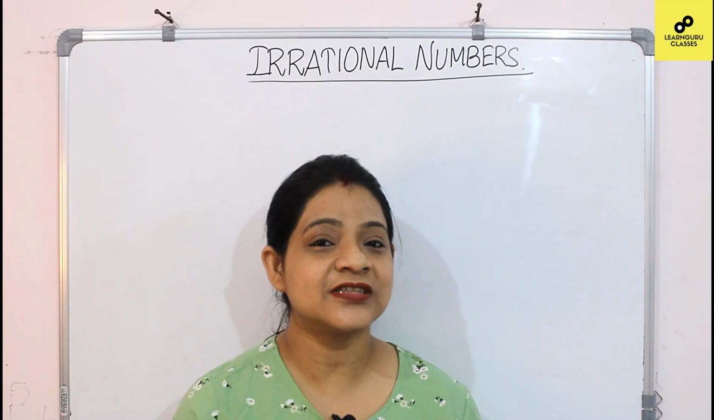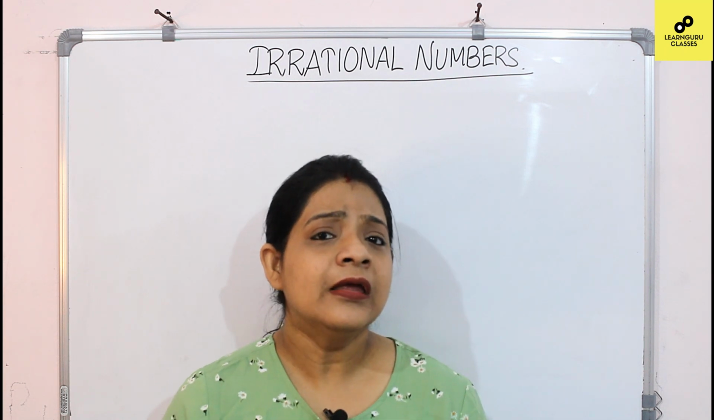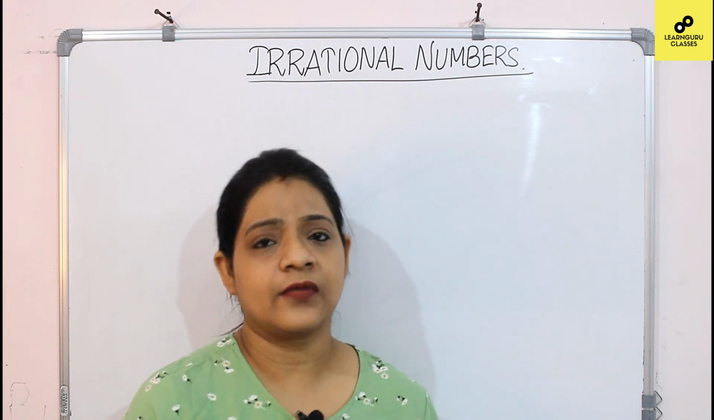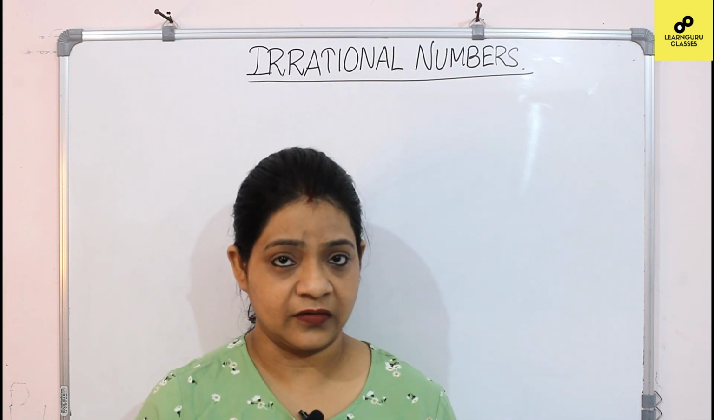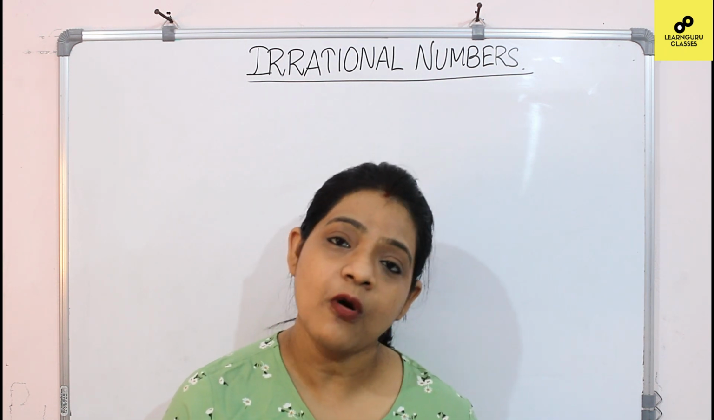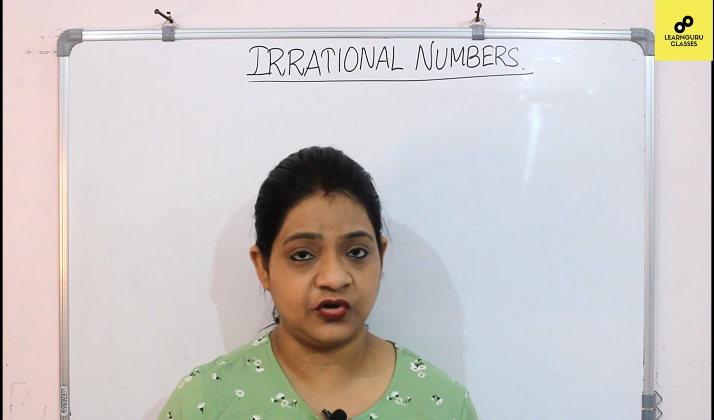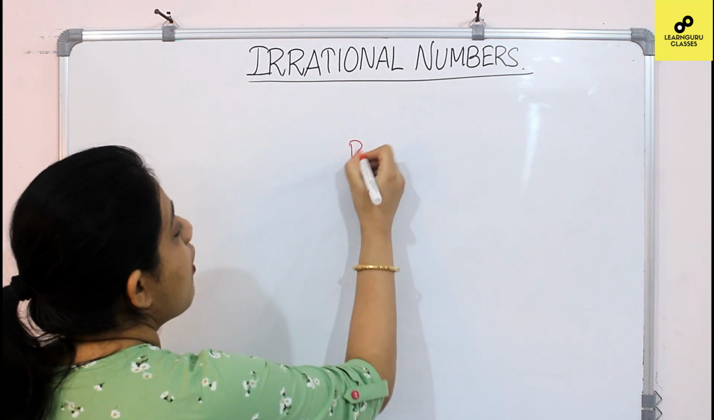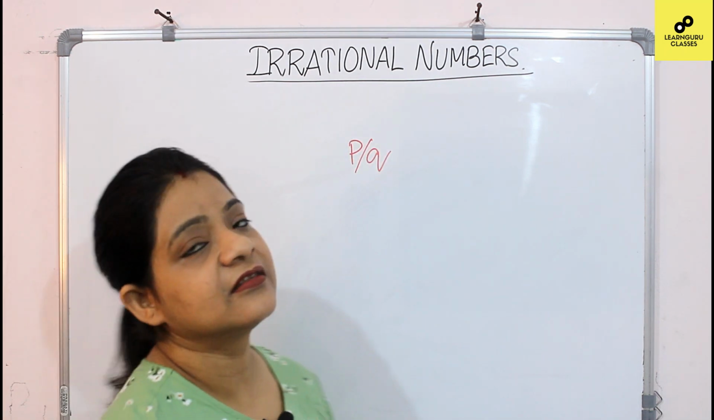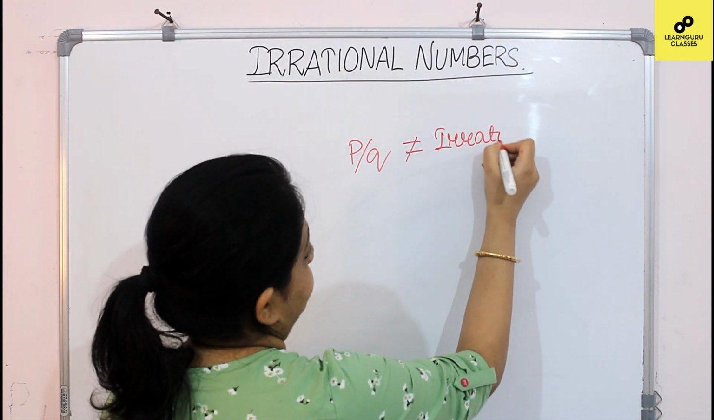So today we are going to start with a new topic, that is irrational numbers. By the name irrational, you can predict that numbers that are not rational are called irrational numbers. To be more specific, the numbers that cannot be expressed in the form of a ratio are called irrational numbers. So how do you express a ratio? We express a ratio in the form of p by q. So the numbers that cannot be expressed in the form of p by q are called irrational numbers.